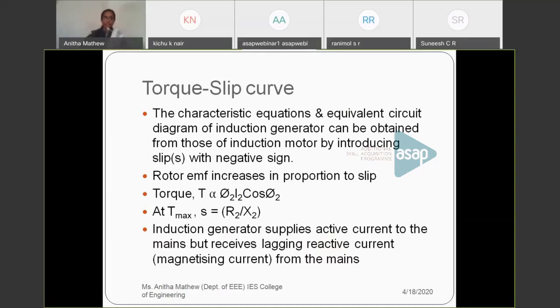Okay. The induction generator supplies active power to the mains, as I have already said, and receives lagging reactive power from the mains. This reactive power is used for the magnetizing process. Okay.